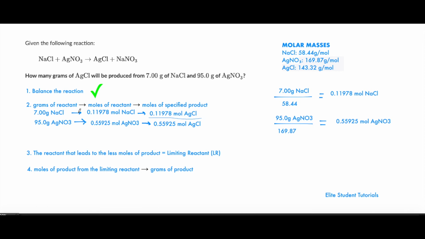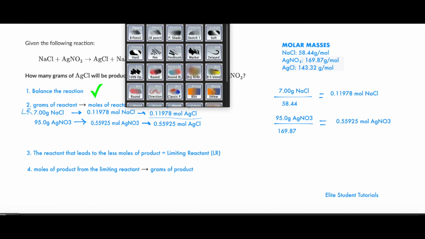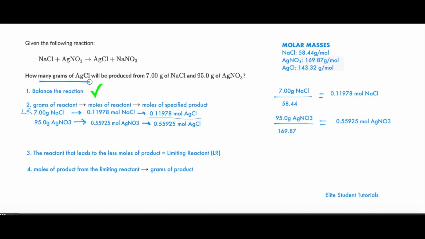Okay, so NaCl is the limiting reactant, denoted by Lr. Final step, convert moles of product from the limiting reactant to grams of product. We have to do this because it tells us to do it in the problem. Grams of AgCl. Alright, so that's just the number we underlined above, because NaCl is the limiting reactant. Now, if AgNO3 turned out to be the limiting reactant, we'd be using the 0.55 number, but that's not how it worked out, so that's not what we were going to do.